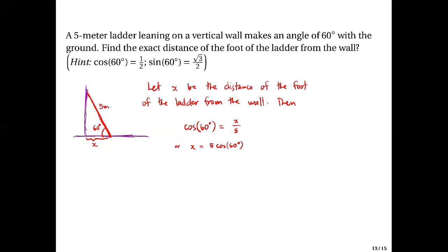And the hint is there. Cosine 60 degrees, it's 1/2. So this will be equal to 5 over 2 meters. So the distance is 5 over 2 meters. The distance is 5 over 2 meters. Okay? Any questions?